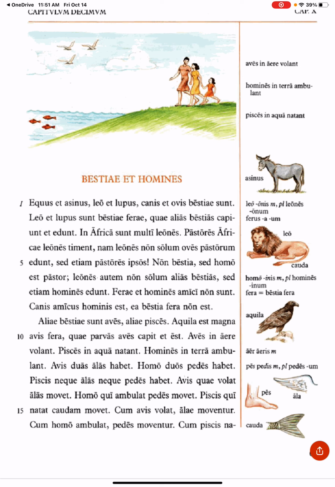In today's episode, we'll be reviewing the first page of Capitulum Decimum, Bestiae et Homines. Join me.